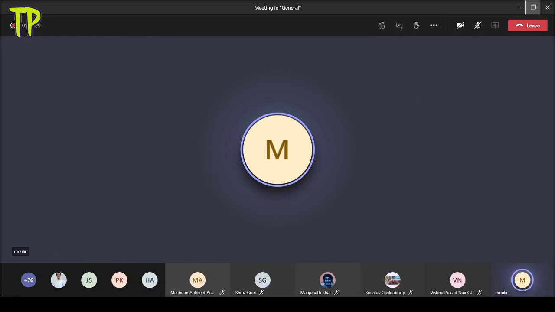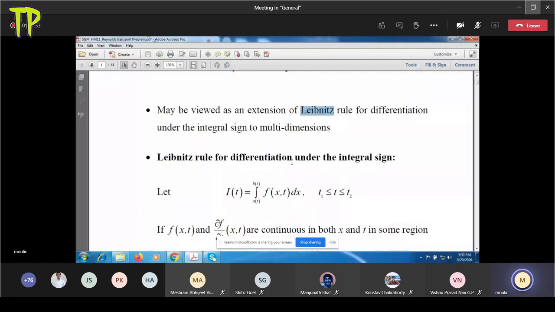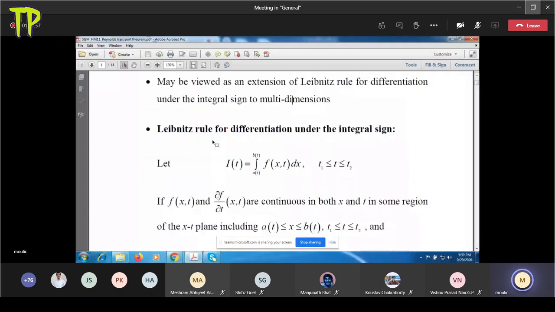Now let us look at Reynolds transport theorem and its application to translating control volumes. This is something you must have studied in your second year course. It is one of the first things that you study in a course on fluid mechanics. You can view it as an extension of Leibniz rule for differentiation under the integral sign to multiple dimensions. So first let us review Leibniz rule.